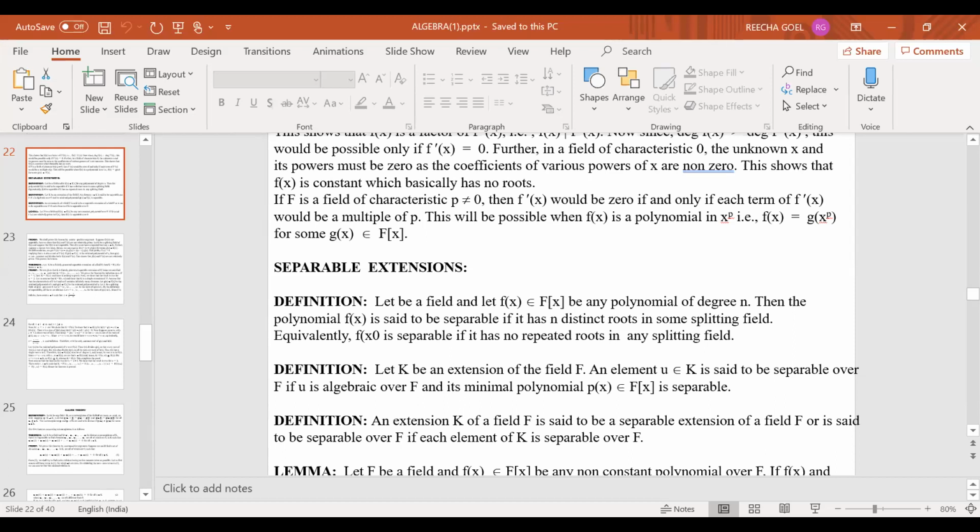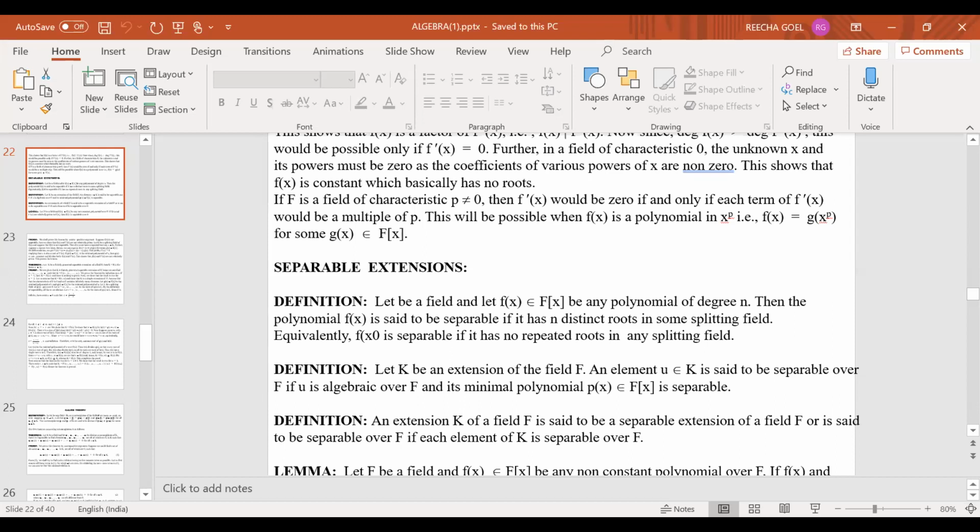Now remember, each element of F is algebraic over F, because if alpha belongs to F, then x minus alpha can be thought of as a polynomial which is satisfied by alpha. So each element of F becomes algebraic over F. So this concept becomes meaningful when we consider an extension of F, because in that case, it is not necessary that each element of K should be algebraic over F. Examples are e and pi over the field of rational numbers.